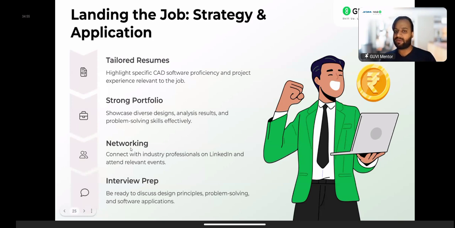If you want to start as a fresher, learn your CAD software. It doesn't mean you need to be advanced; you can be at intermediate level or basics also. If you join a startup from the basics, you will learn to advance by working on the projects. Once you start working on projects, you will learn each and every thing. Strong portfolio is there, networking I told you, interview preparation. Moving on to the next part.